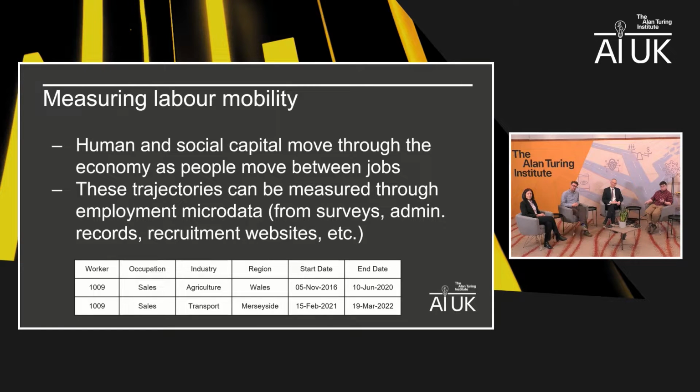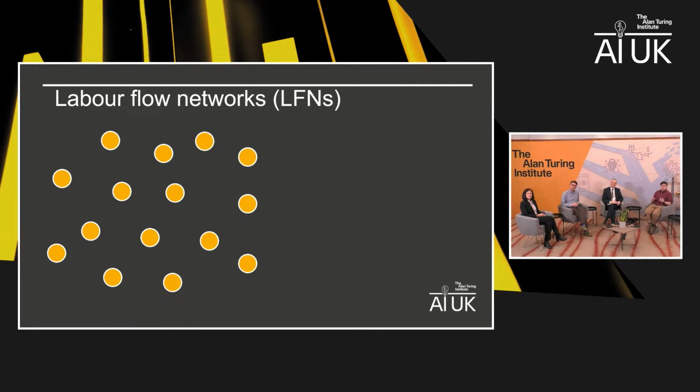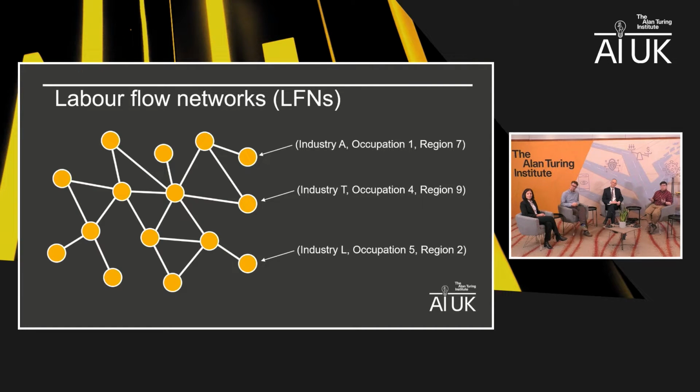Now, the cutting edge way to represent this data is as labor flow networks. The essential idea is that we've got nodes in a network, and each of those nodes contains a pool of jobs that has some shared set of characteristics. When people move between jobs, we can imagine them moving between these nodes, and this builds up a very complex network structure.